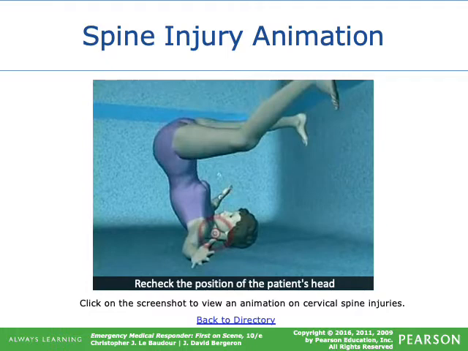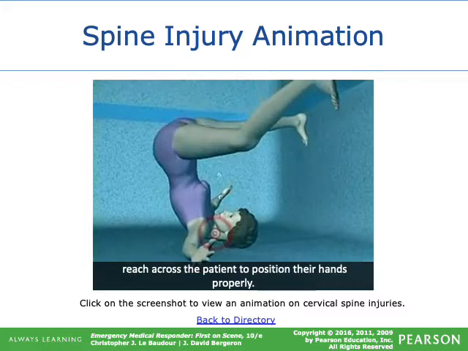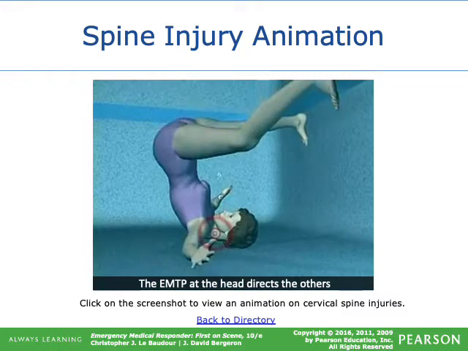Recheck the position of the patient's head and collar for proper alignment. With the collar alone in place, there can still be some movement of the lower cervical region. Maintain the patient's head in a neutral position. Place the board parallel to the patient. Have two rescuers kneel at the patient's side. A third EMT stabilizes the head, while the others reach across the patient to position their hands properly. The EMT at the head directs the others to roll the patient as a unit onto the board.